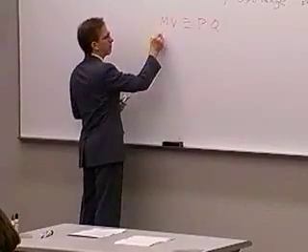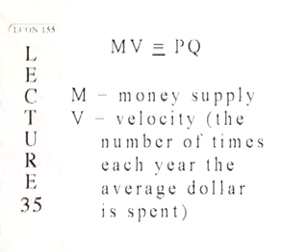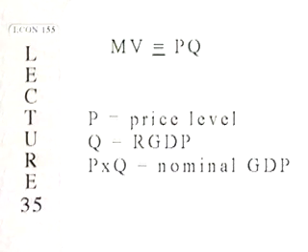Let's go through and write a little note for each one of these. M is the money supply. V is something called velocity, equals the number of times each year the average dollar is spent. That sound like velocity to you? P is the price level. Q is real GDP.